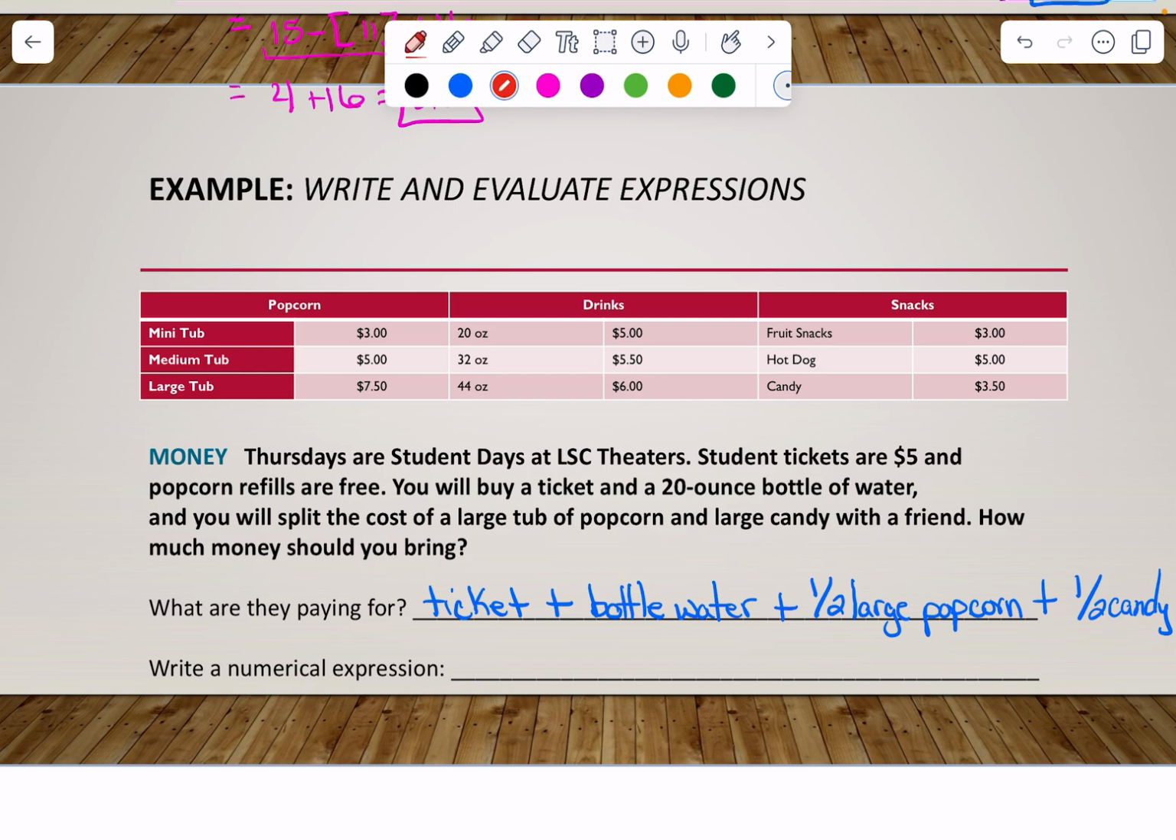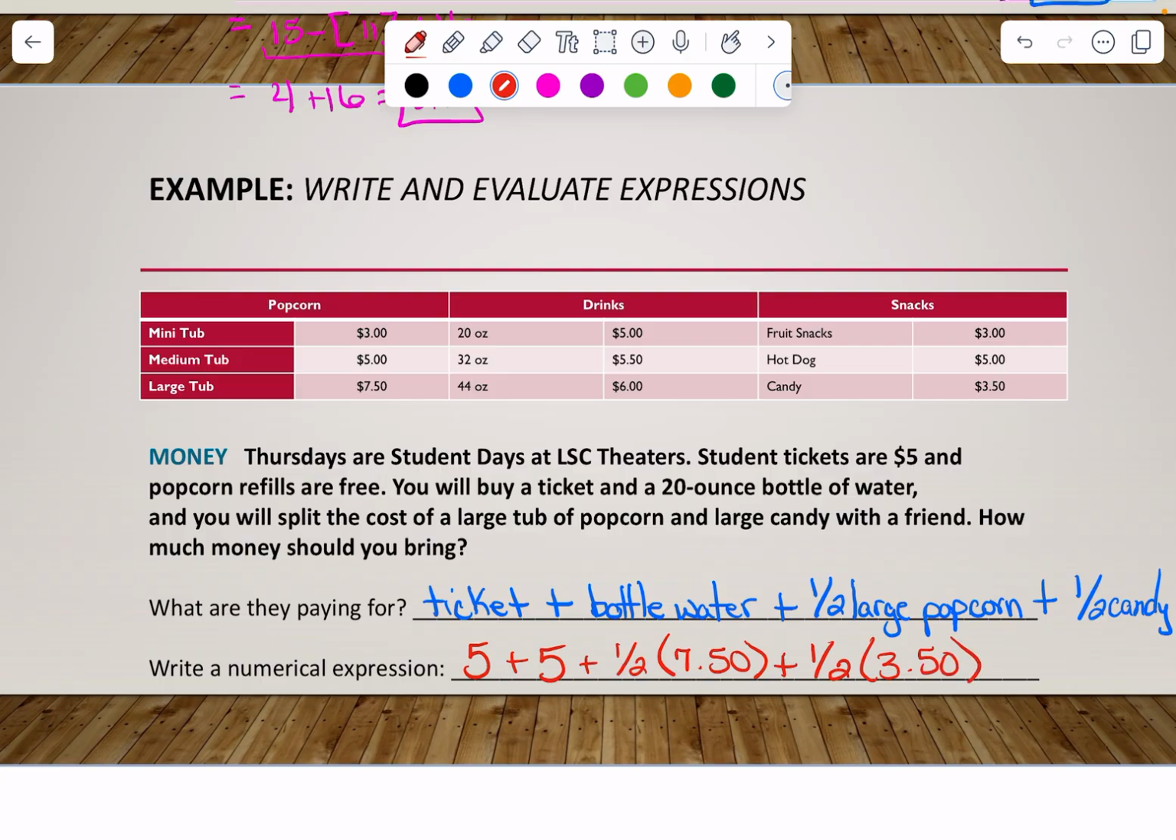So I'm going to start with the ticket. We know that's $5. A bottle of water. Let's go with a 20 ounce, right? It's a 20 ounce, so that's $5. And then half of a large popcorn, which is $7.50, plus half of a candy, which is $3.50.